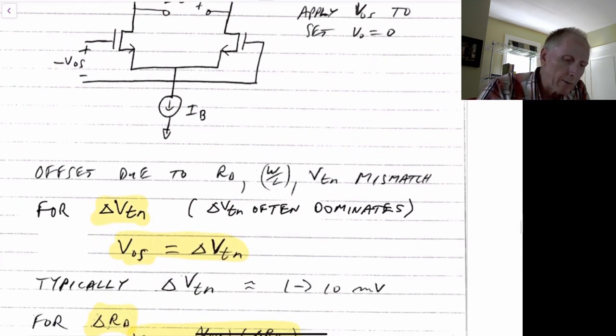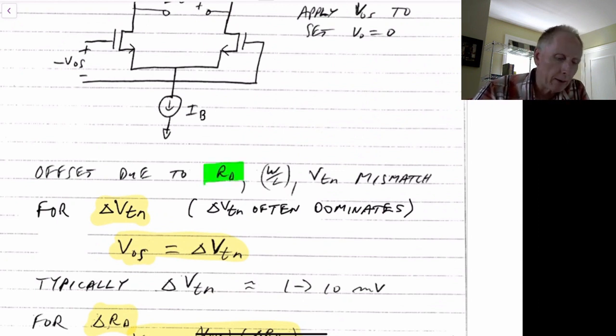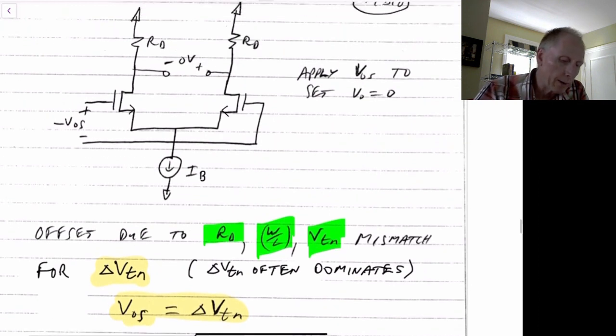So this offset, why does it occur? If everything is perfectly matched, there will be no offset. The input offset and the output offset will both be 0. But if there's mismatches in the resistor values, mismatches in the width or length of the transistors, or mismatches in the VTN, so the threshold of the transistors, then we'll get mismatch and we'll have an input offset and an output offset.